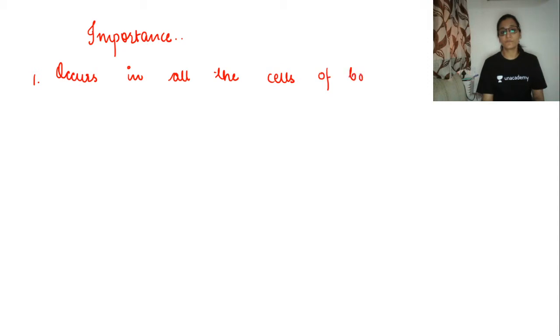Now, what is the importance of glycolysis? Why are we studying glycolysis, or why is it given so much importance? It is important because it occurs in all the cells of the body. The next thing about it is that it occurs aerobically and anaerobically, both. This we have just seen.